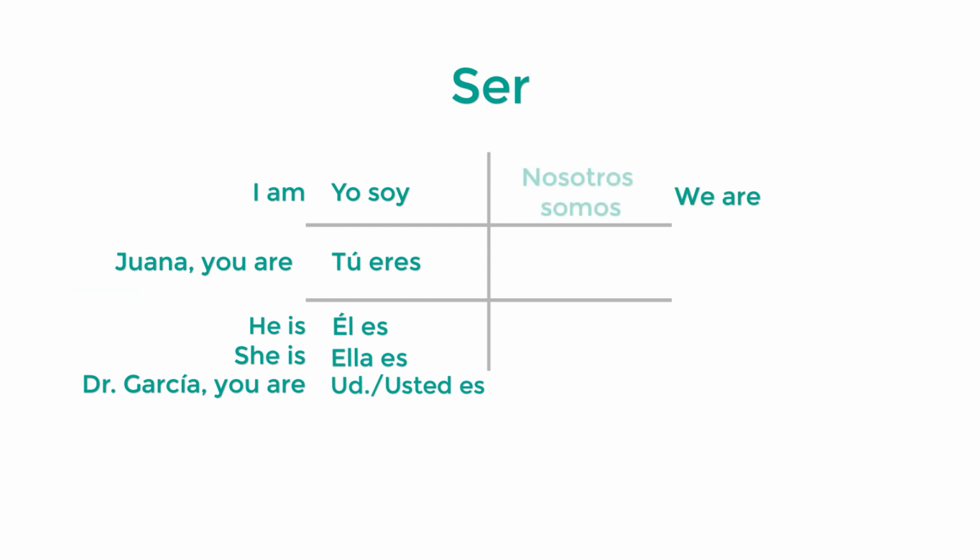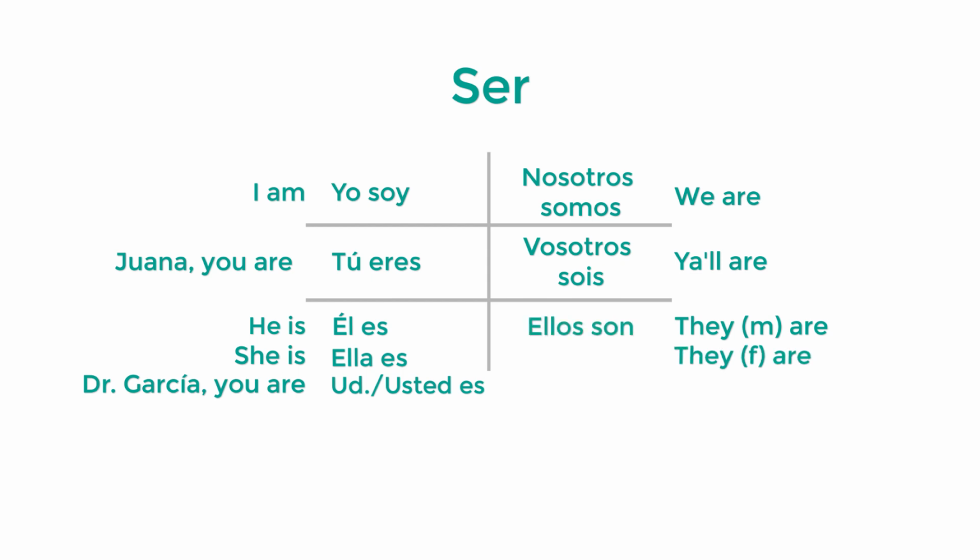We are. Nosotros somos. Y'all are. This one is used only in Spain. Vosotros sois. We won't practice this since it's used only in Spain, but wanted you to know it here. They masculine are. Ellos son. They feminine are. Ellas son. All of you are. Ustedes son.